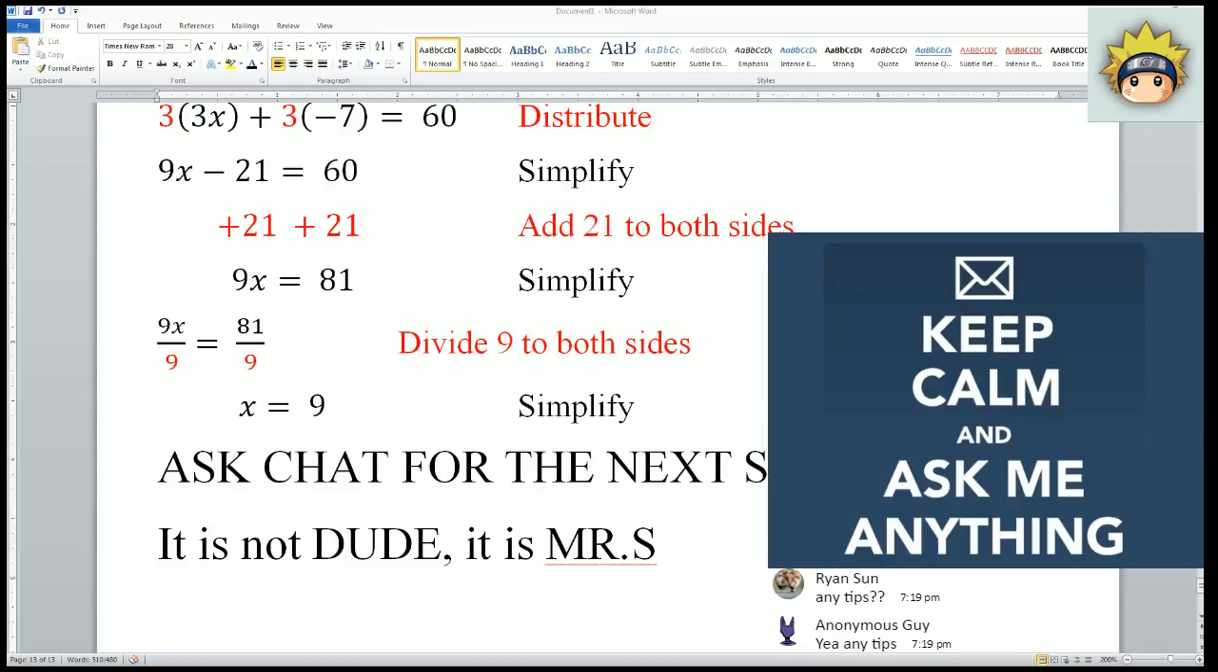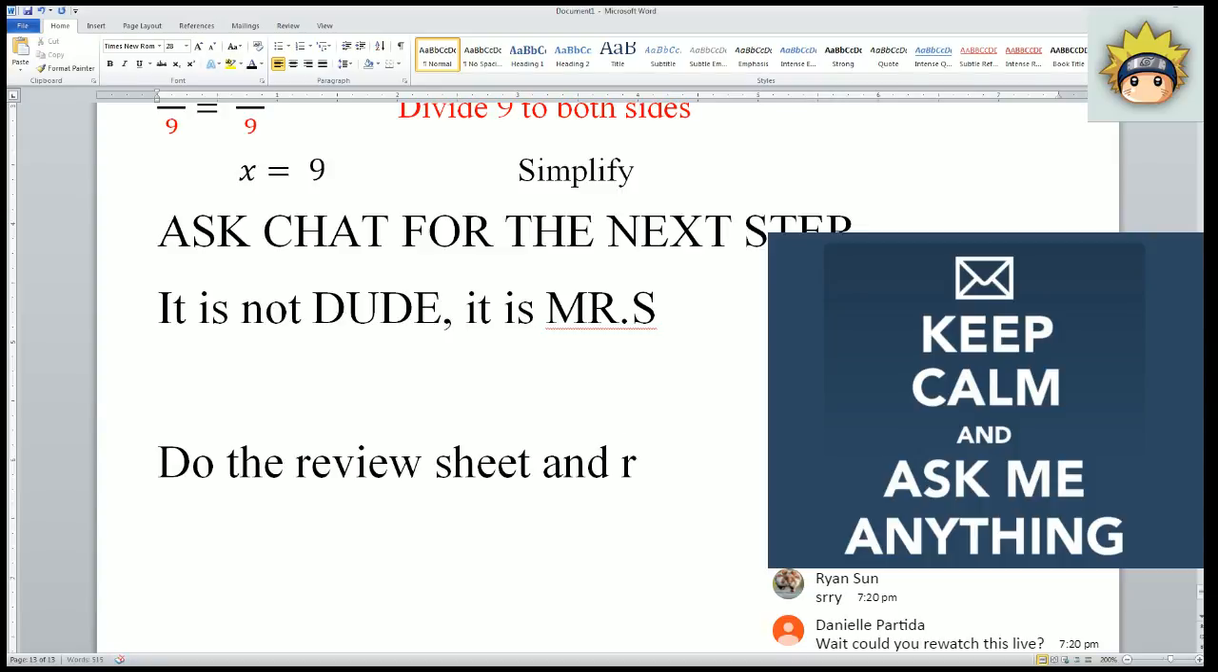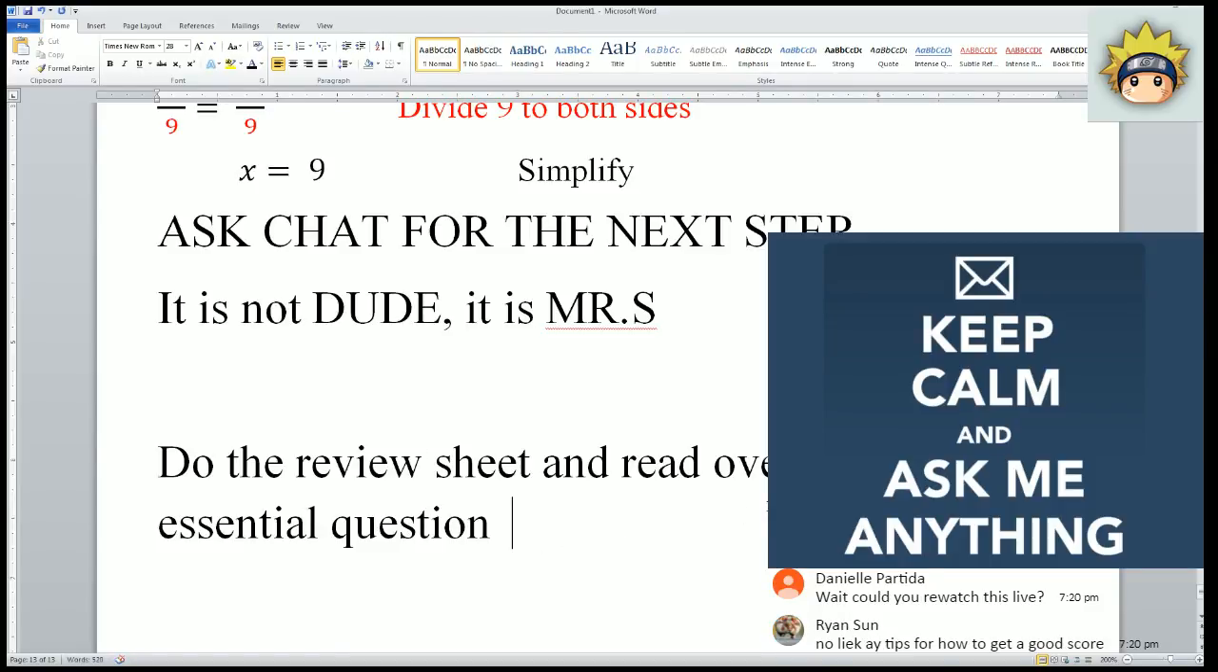The review sheet is a perfect indication for the test. I mean, do the review sheet. That's it. There's not a lot I can say.